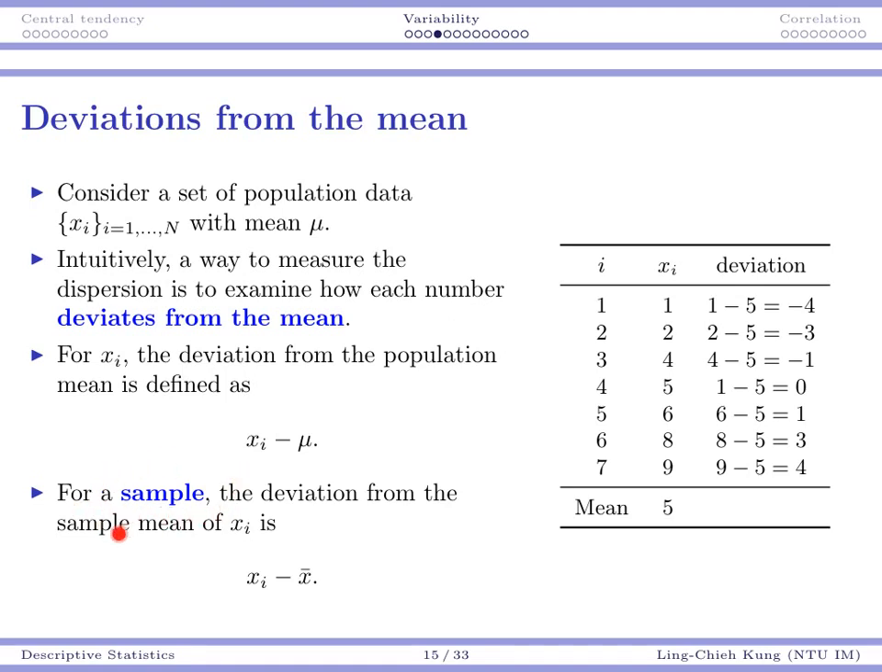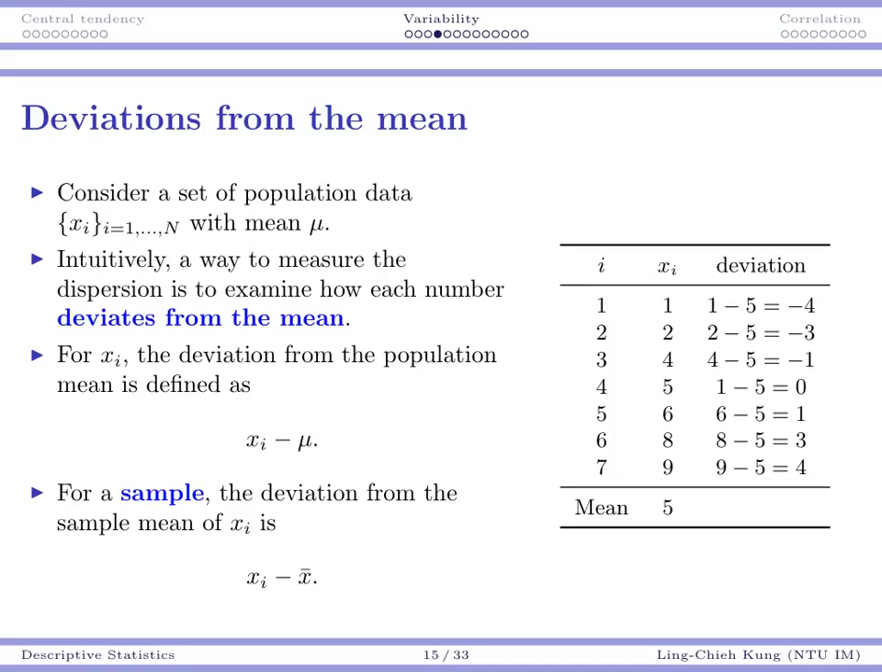If we are talking about a sample of data, then the deviation from the sample mean would be xi minus x bar. X bar is the sample mean. So very quickly, with this example, suppose we have xi being 1, 2, 3, 4, 5, 6, 8, and 9. Then to calculate the deviation from the mean, first of course we need to calculate the mean, or sum up all of them and then divide by 7. We get the mean as 5, and then for x1 the deviation is -4, for x2 the deviation is -3, and so on and so on.